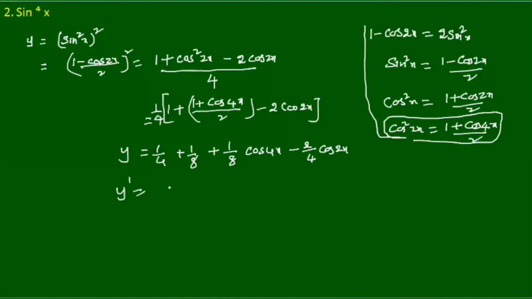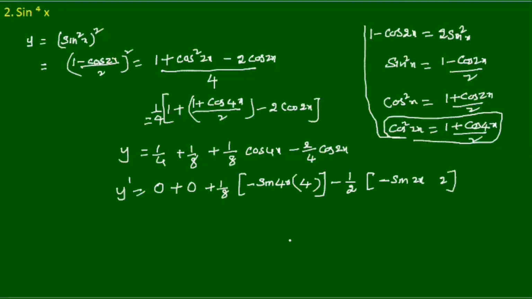0, 1 by 4 derivative 0, 1 by 8 derivative 0. 1 by 8 into third term derivative: cos derivative is minus sin 4x, and then 4x derivative is 4. Next, last term derivative is minus 1 by 2 into cos 2x derivative. Cos derivative is minus sin 2x into 2. Okay, right. 2 gets cancelled here, and then 4 ones, 4 2's.